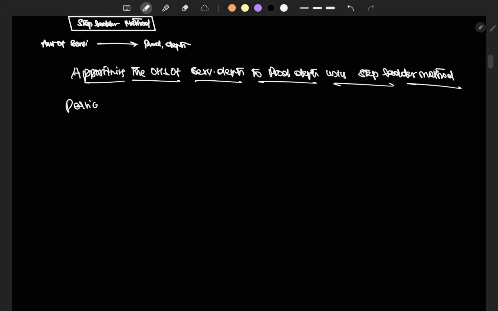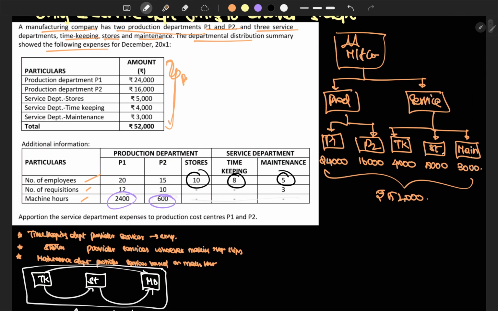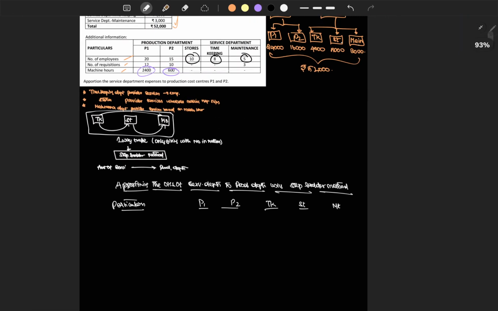Particulars. There are 5 departments: P1, P2, timekeeping department, stores department, and maintenance department, right? Okay, this is the primary distribution. Let's take those values here.